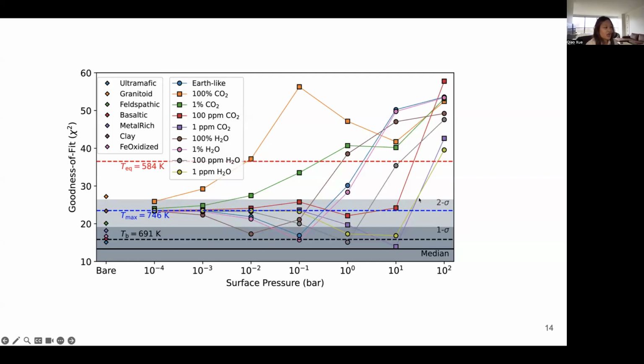At intermediate surface pressures from 0.1 to 10 bars, the atmosphere models show comparable chi-square values to the best-fit blackbody, which is shown with this black dashed line, but do not show an appreciable improvement, because the blackbody itself can already explain the data well. Similarly, we find that a broad range of bare surface models with different rock compositions match the data well as well.